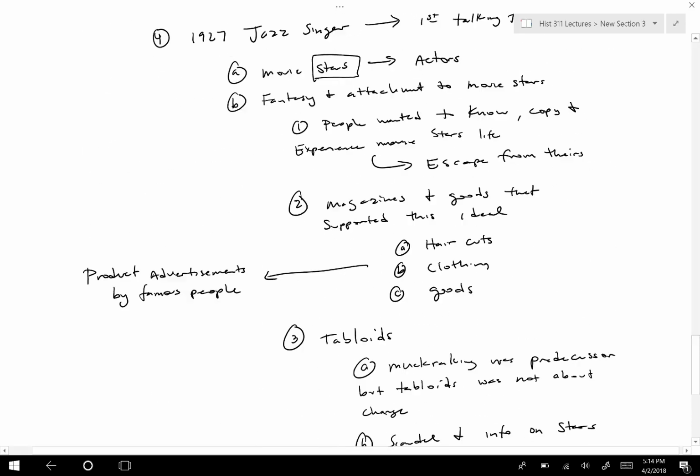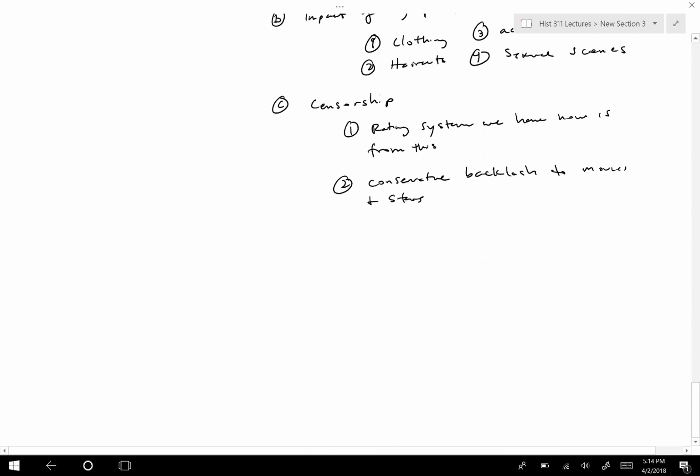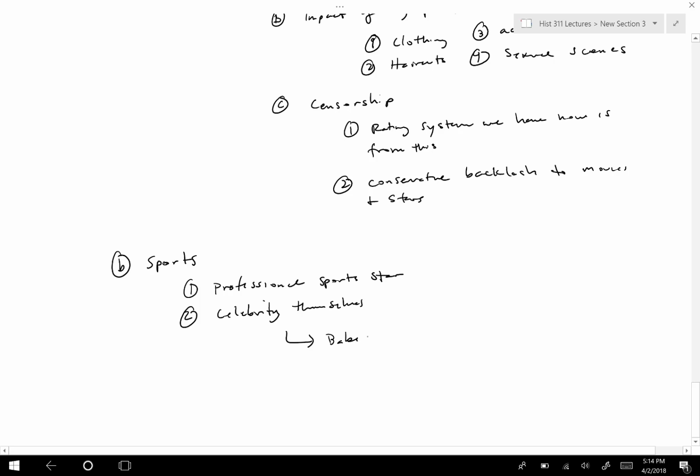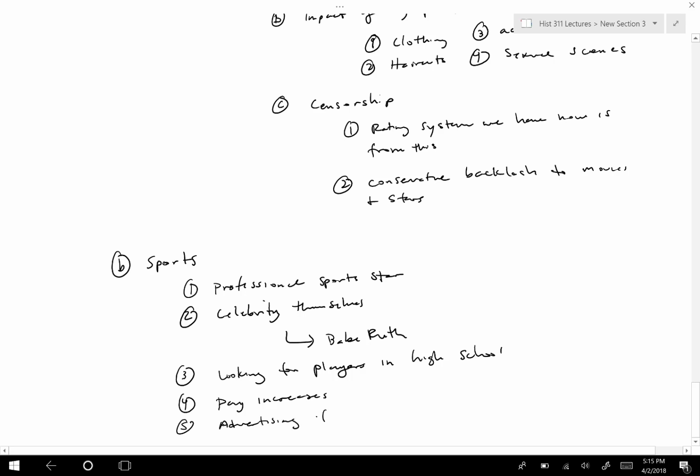So the movies are a big thing. One of the other things that changes, B here, is sports. Sports were popular, but you have the rise of the professional sports star. And the sports star, in a sense, becomes a celebrity themselves. Probably the best-known one of this time would be Babe Ruth. They start actually looking for players in high school. And this is also when pay increases, and you have advertising for it. Right, so all that's changing in the process.